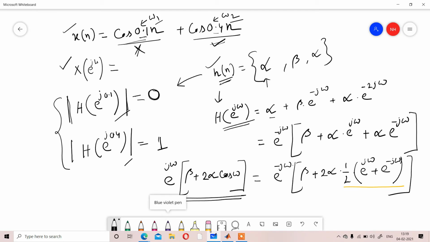So that h e to the power j omega has the magnitude as well as the phase. So from here, what you have to calculate? Mod of h e to the power j omega. That is the magnitude of that frequency response.